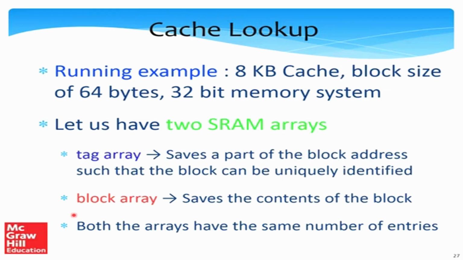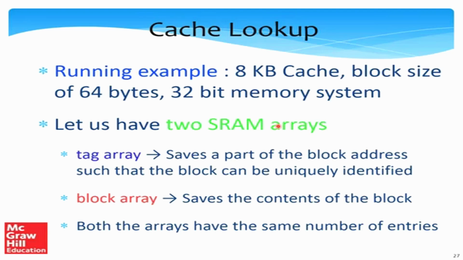So let's first define a running example. We will devote this entire subsection to this running example, because having an example streamlines our thinking. And instead of using symbols, it's better to use a concrete example. So let's try to design an 8 kilobyte cache with a block size of 64 bytes and a 32-bit memory system. So what again is the configuration? It's an 8 KB cache, block size of 64 bytes, in a 32-bit memory system.